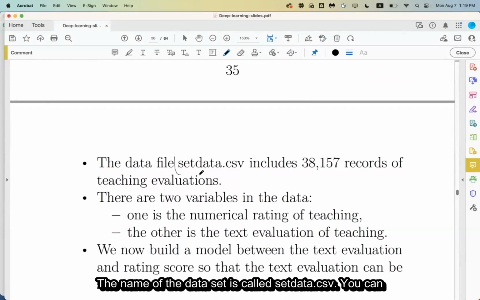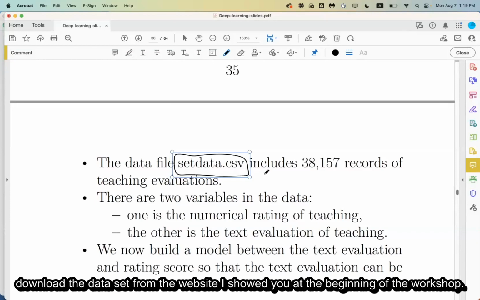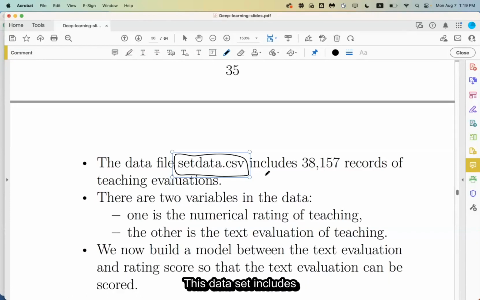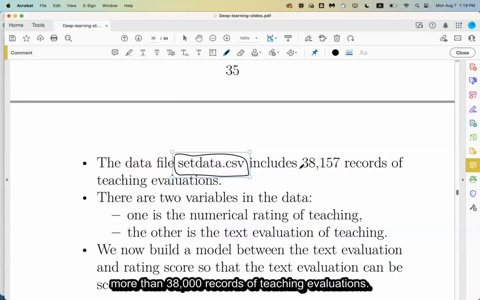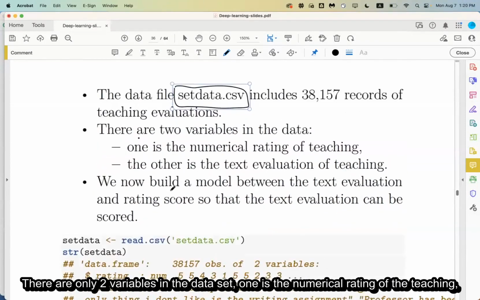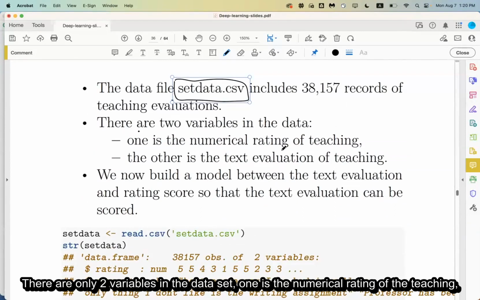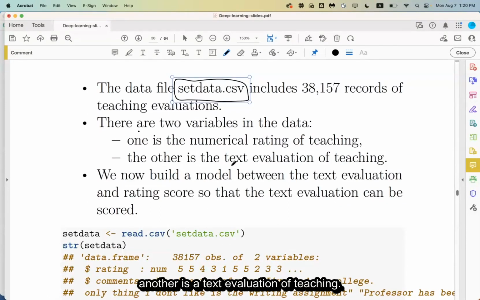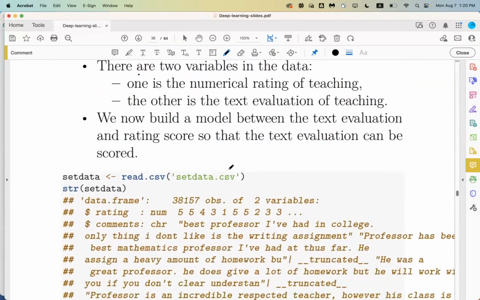The name of the data set is called setdata.csv. You can download this data set from the website I showed you at the beginning of the workshop. This data set includes more than 38,000 records of teaching evaluations. There are only 2 variables in the data set. One is the numerical rating of the teaching. Another is the text evaluation of the teaching.